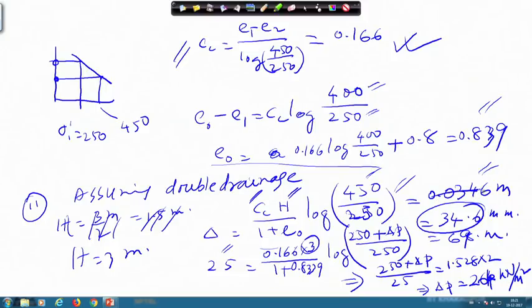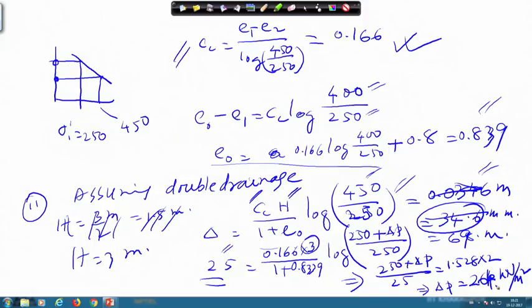This may be wrong. So, I will be multiplied by 2. So, it will be 69 is the correct. And then next, the second problem is what will be the pressure required to have 25 millimeter of consolidation. So, same formula I will be using. Initial pressure is 250 and delta P is the additional pressure required suppose. Then from there simplifying I will get delta P equal to this.